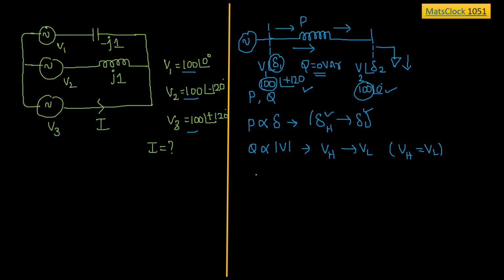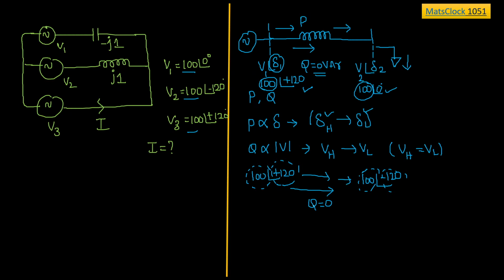Similarly, suppose the value of V1 at an angle of delta 1 is 100 at an angle of plus 120 only, but the value of V2 is 100 at an angle of minus 120. Now tell me what will happen. Even in this case, reactive power flow will be 0. Why? Because the voltage at both points in the given network is the same, so there will be no reactive power flow in the network. What about the real power? Definitely real power will flow. Plus 120 degree is higher than minus 120, so real power will be directed from here to here.